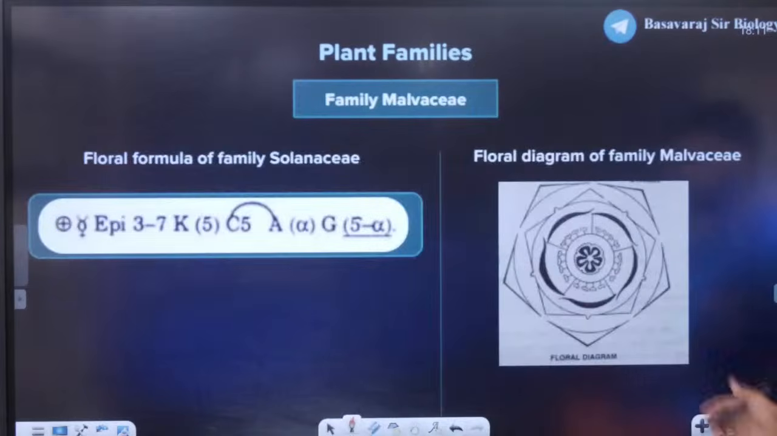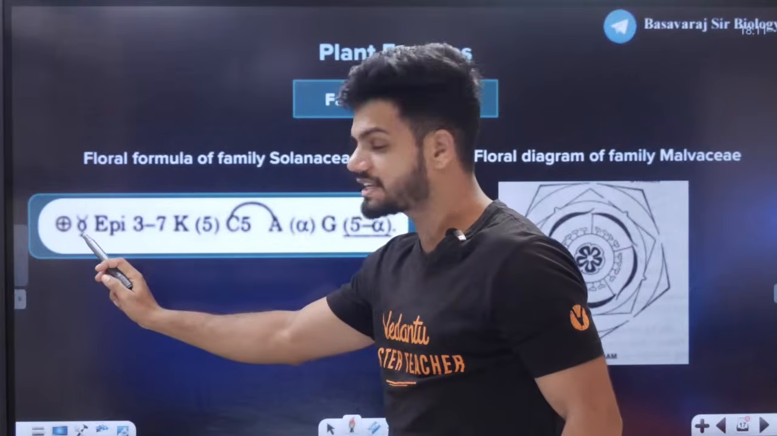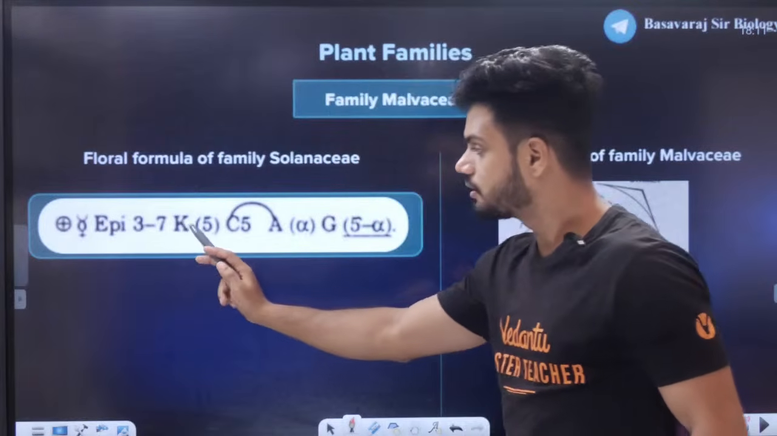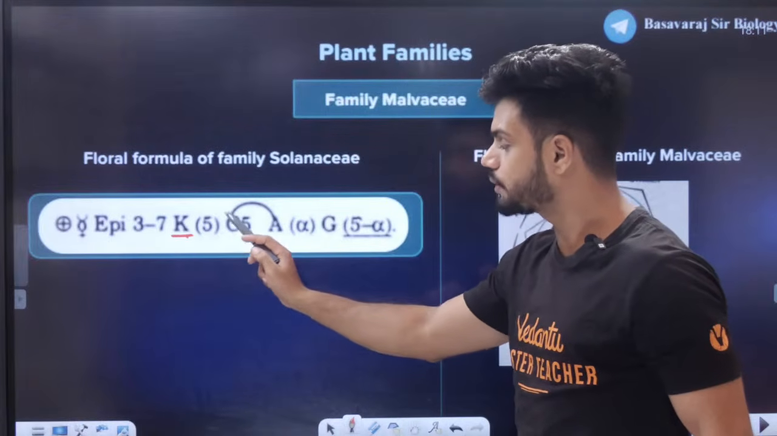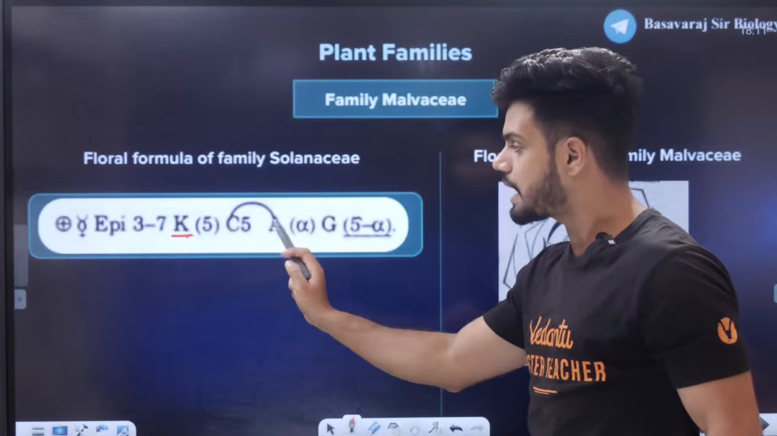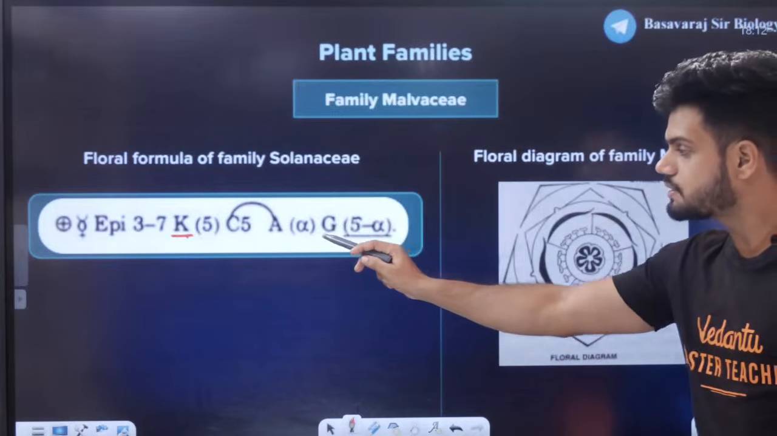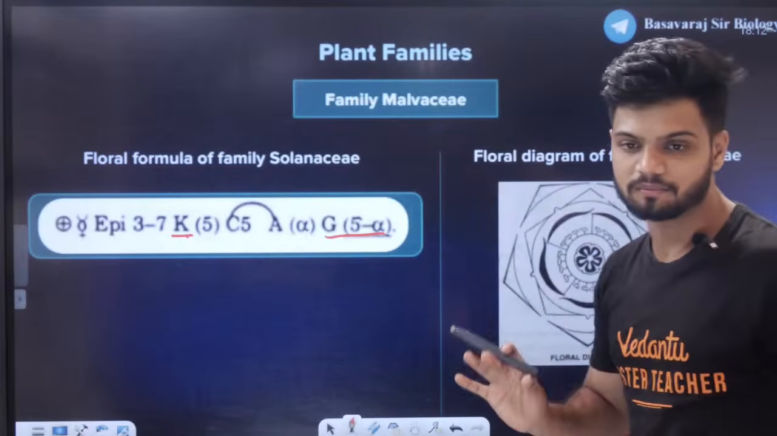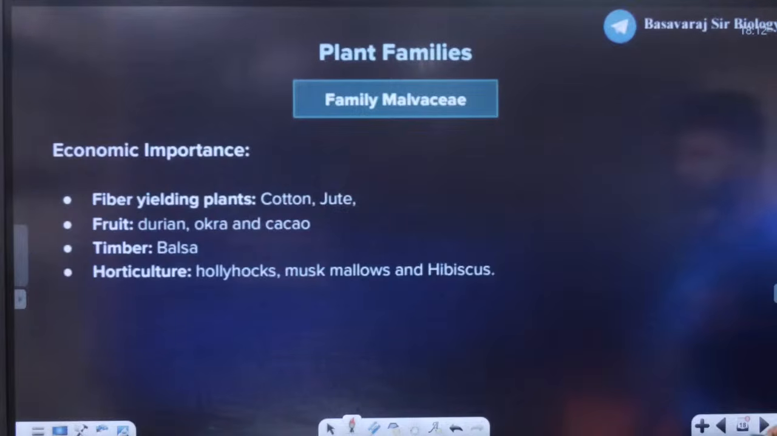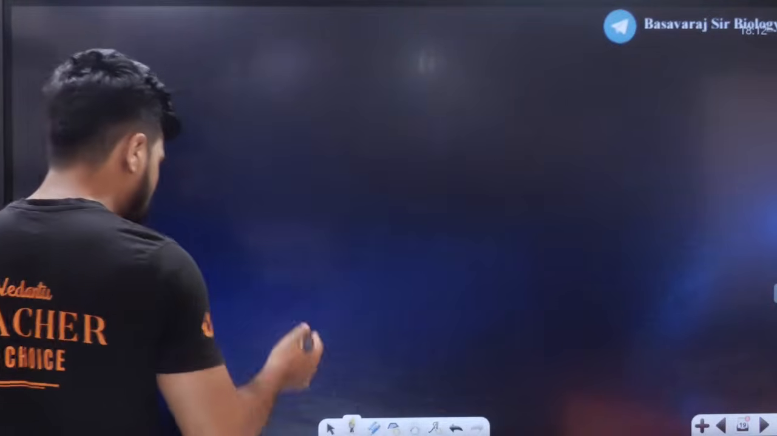Okay. Floral formula given here. This is your actinomorphic bisexual condition. Epicalyx. Calyx is going to be your 5 fused together. Corolla and androecium are fused. Epipetalous condition. Androecium is infinite. Gynoecium is superior 5 to infinity. Okay. Now students, I'll make you write some points like how I made you write for Fabaceae. Similarly, we'll write for Malvaceae also.